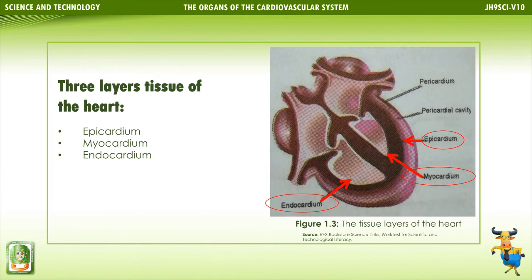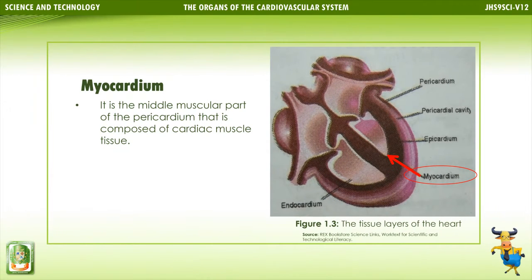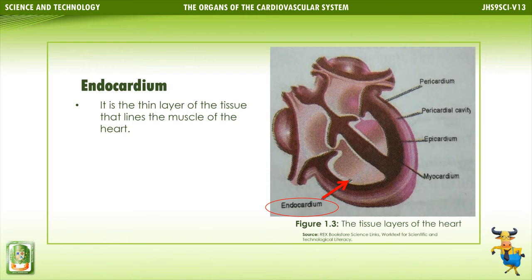There are three tissue layers of the heart: epicardium, myocardium, and endocardium. Epicardium. It is the inner part of the pericardium that is closely adhered to the heart. Myocardium. It is the middle muscular part that is composed of cardiac muscle tissue. Endocardium. It is the thin layer of tissue that lines the muscle of the heart.